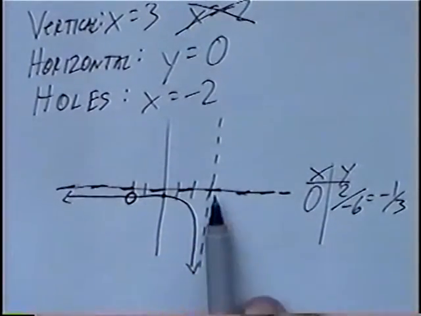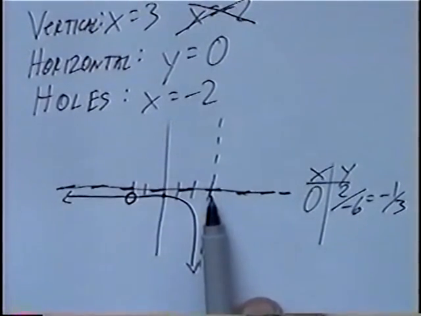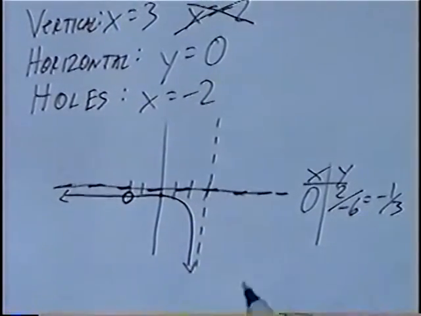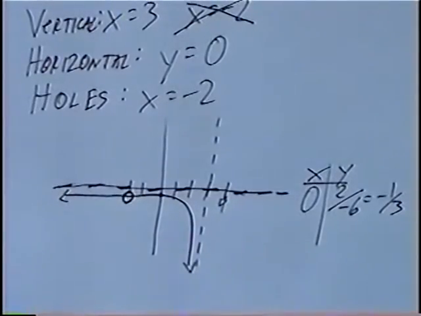For the second half of the graph on the right side, the vertical asymptote is at x equals 3. So we want to pick a number to the right of 3. In this case, again, we could pick 4 or any number 4 or bigger.